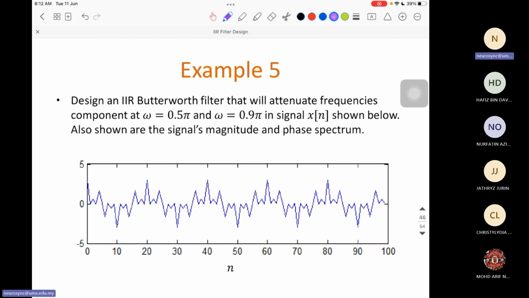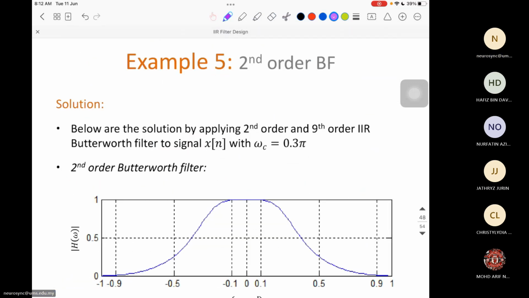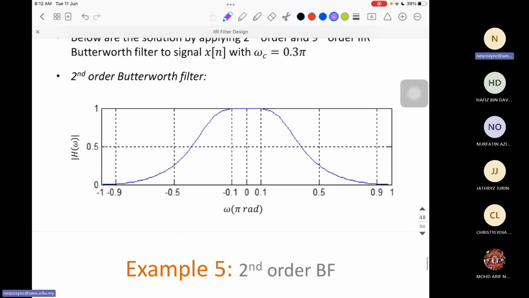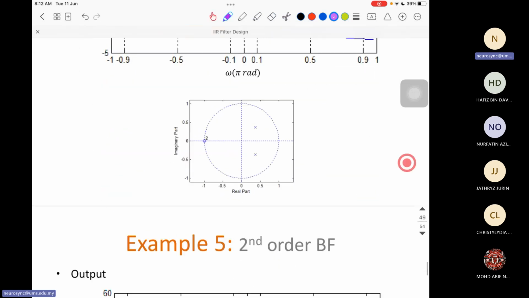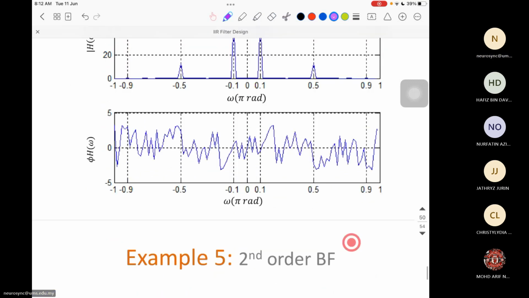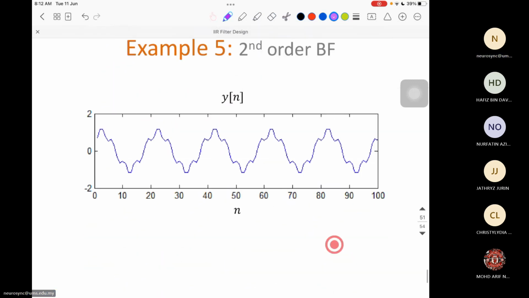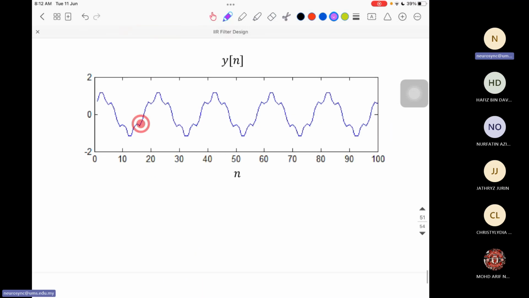In this case, I can take a different order of Butterworth filter and observe the output characteristics. Like the second order Butterworth filter: if I use a second order Butterworth filter, then you will get H of omega and phi of omega like this. These are the two poles you will get. In the output, with the second order filter, you will get this output.